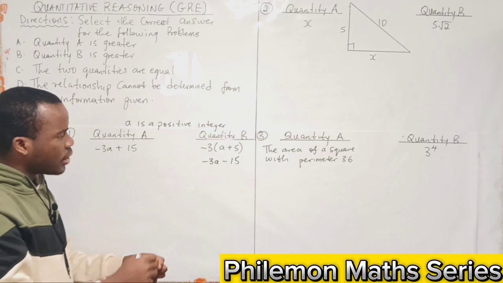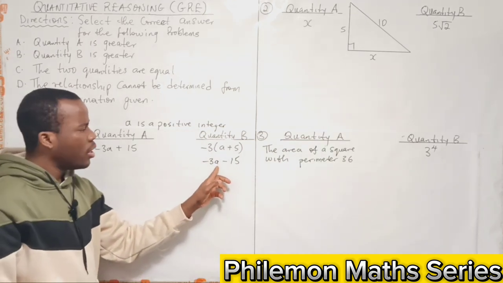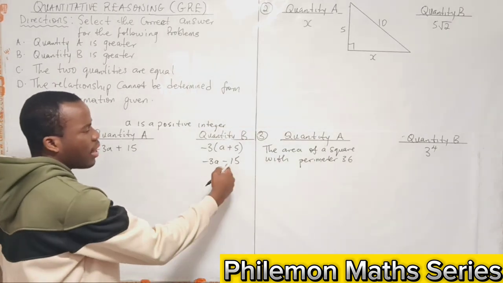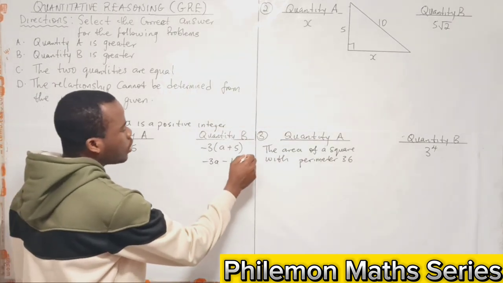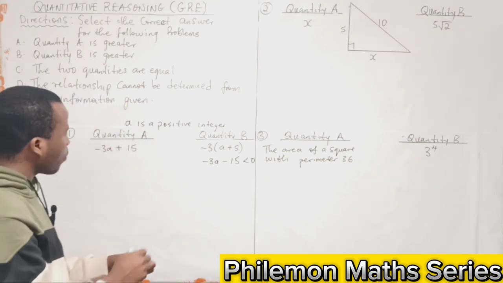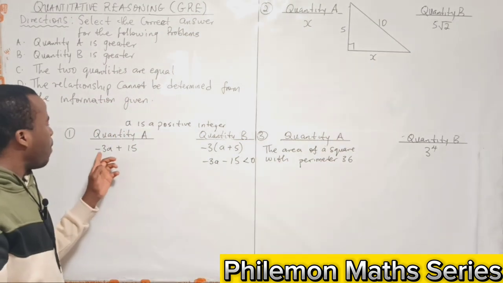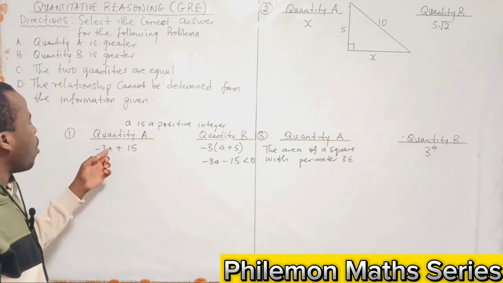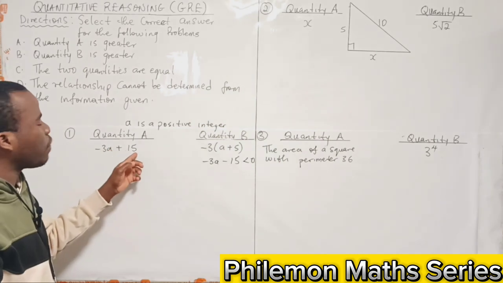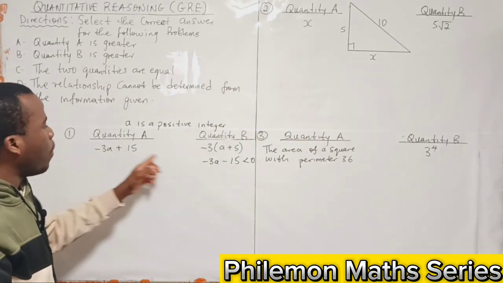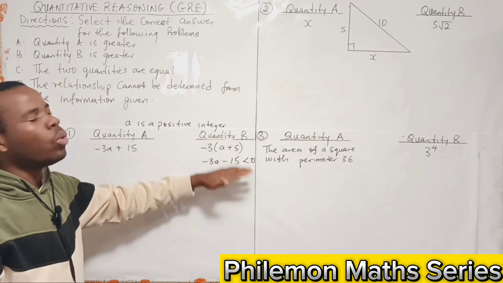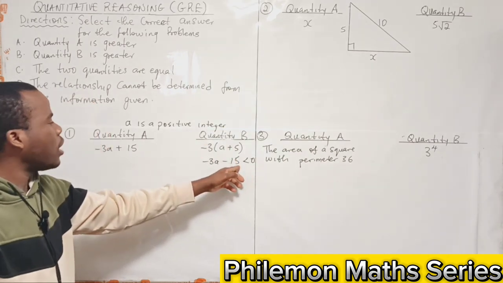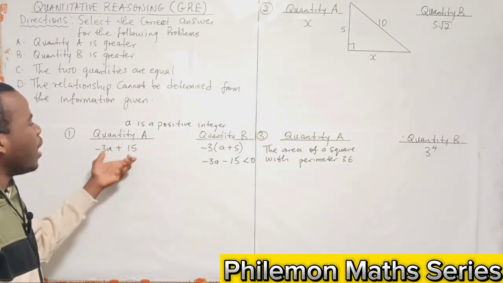If you look at this very well, since A is a positive integer, this subtraction here will always be negative because this is negative and this is negative, and so this will always be negative, less than 0. However, minus 3A plus 15, if we take A as 1, we'll have minus 3 plus 15, which is 12. But if A is any number here, it will always be negative, and minus 3 minus 15 will be minus 18. It means my quantity A is greater.